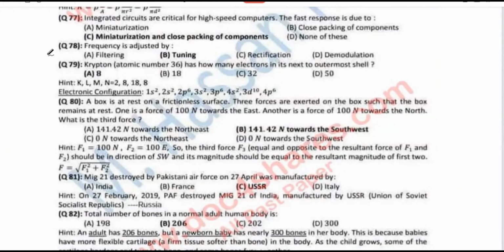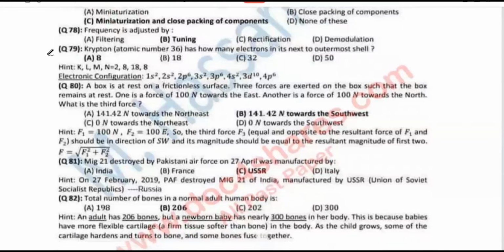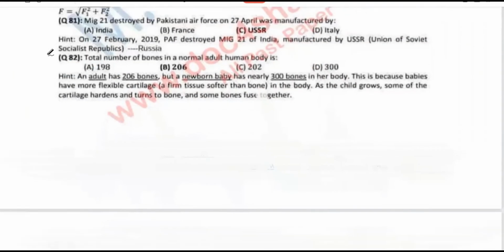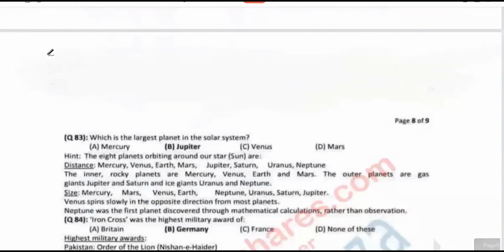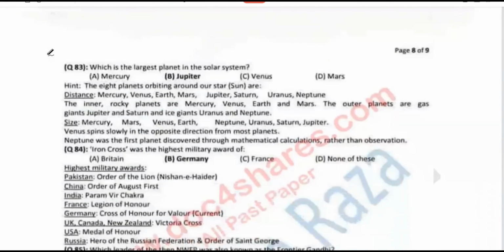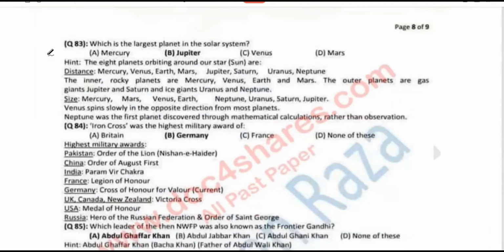MiG-21 destroyed by Pakistan. So this is a general knowledge. MiG-21 destroyed by the Pakistani Air Force on 27 April was manufactured by USSR. And the next one, 82, the total number of the bones in the normal adult human body is 206. The next one, which is the largest planet in the solar system, the Jupiter. And 84 is that Iron Cross was the highest military award of the Germany.